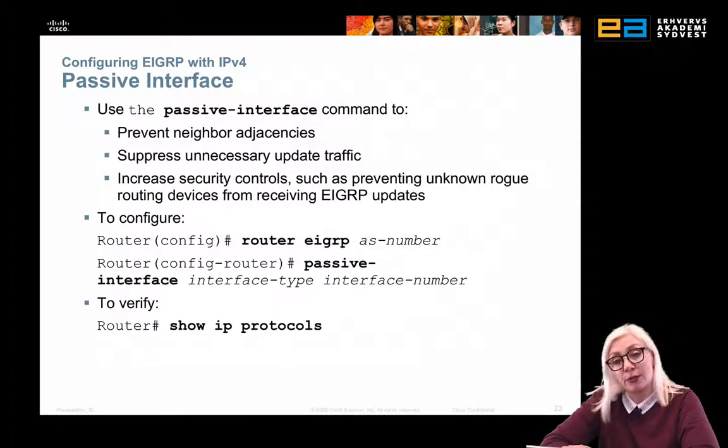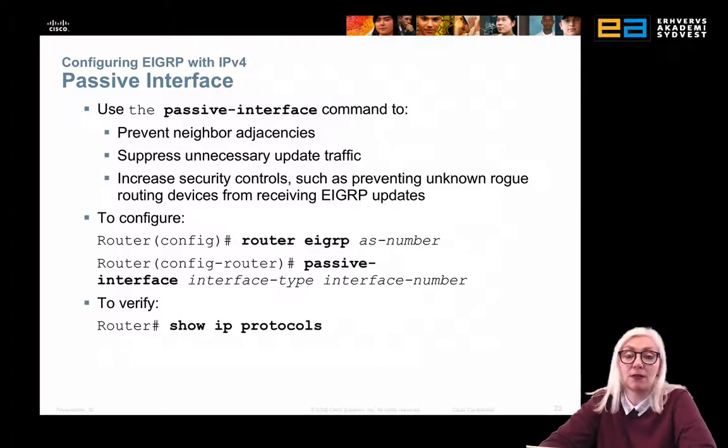I can, of course, also configure passive interfaces if I want them to be a part of the updates but not really want to send routing information through the interface. Then I can go in and say passive-interface, and then, for instance, FastEthernet 0/0, whatever.